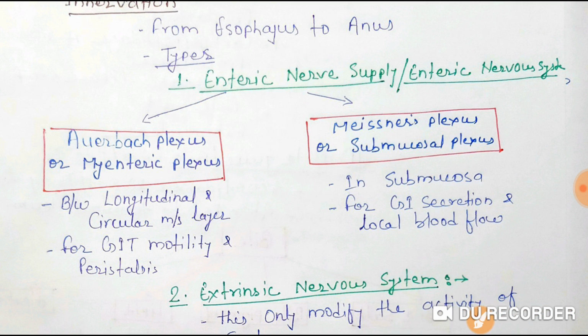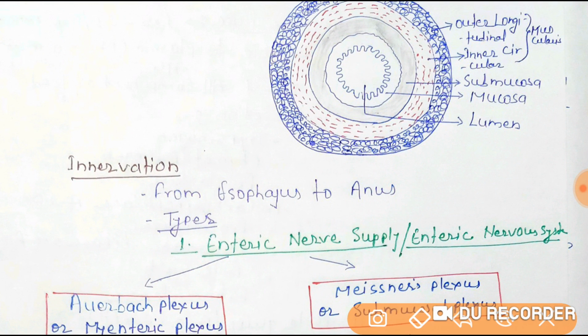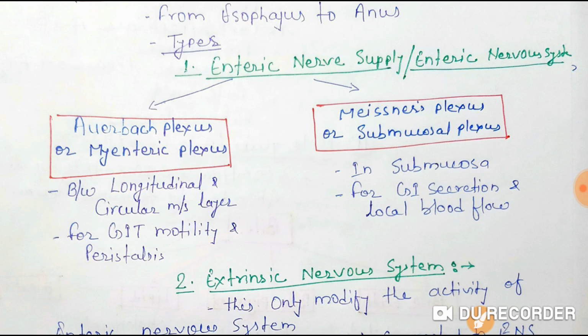The submucosal plexus is present in the submucosal layer near the mucosa and the glands, so it controls mucus secretion, due to its secretory property and local blood flow.